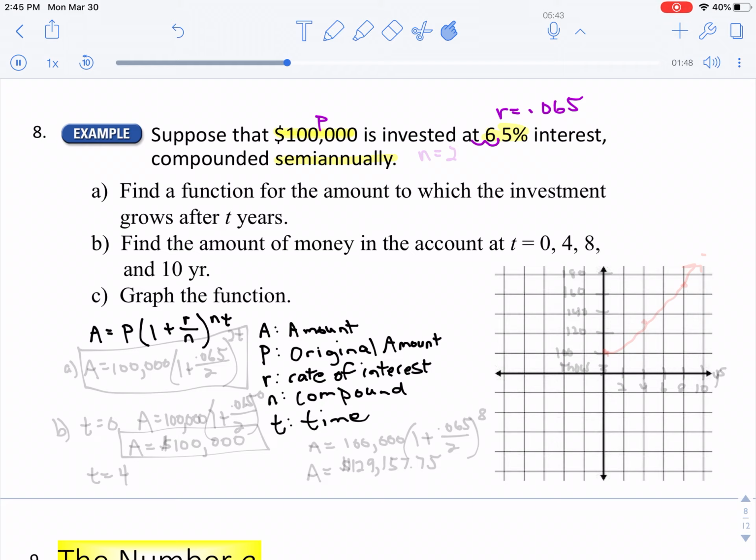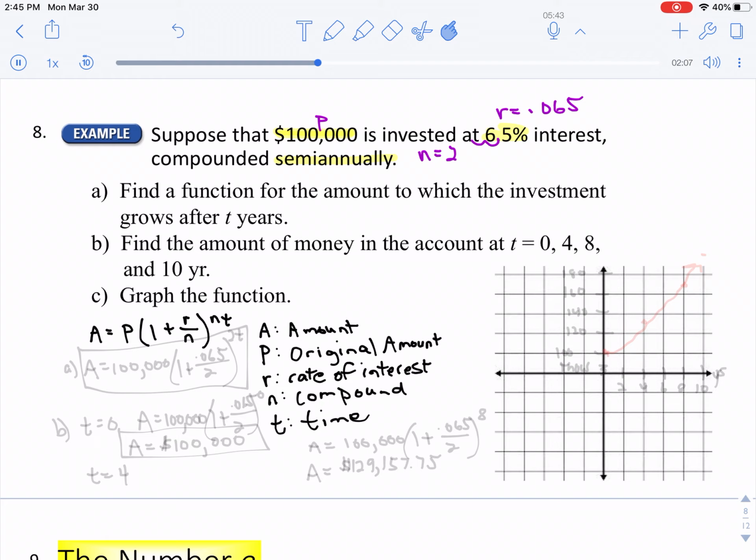The compounding semi-annually tells us N. If it was annually, then N would equal 1. If it was semi-annually, then N equals 2. If it was quarterly, then N would equal 4. If it was monthly, N would equal 12, and so on. So for our problem, P is 100,000, R is 0.065, and N is 2.